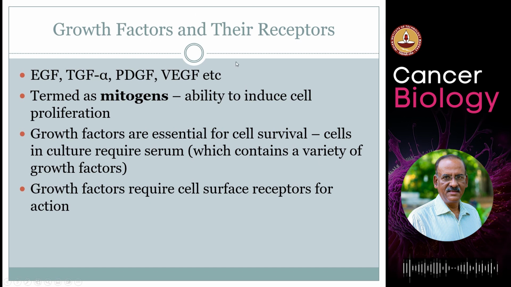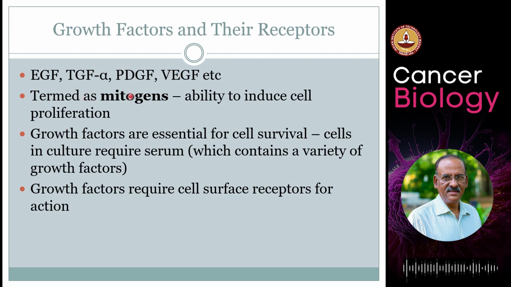EGF, for example. EGF is what? Epidermal growth factor, and there is TGF alpha, which is transforming growth factor alpha. PDGF is platelet derived growth factor. This is vasculoendothelial growth factor, VEGF. So these are some examples of growth factors, and we are giving these examples because they are those which bind to receptor tyrosine kinases.